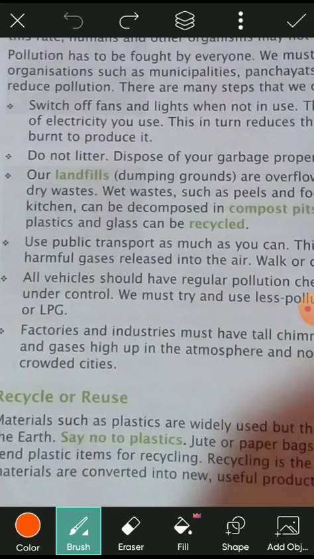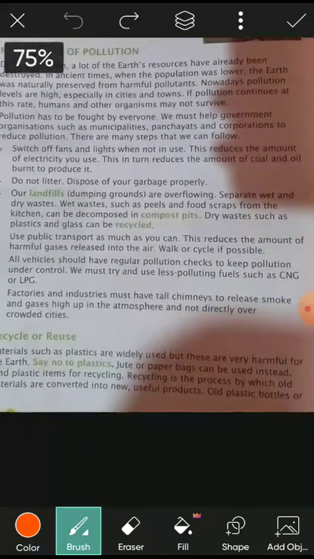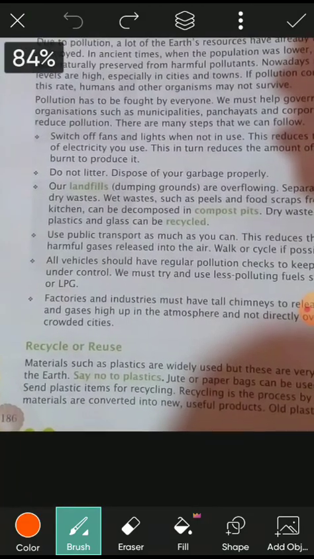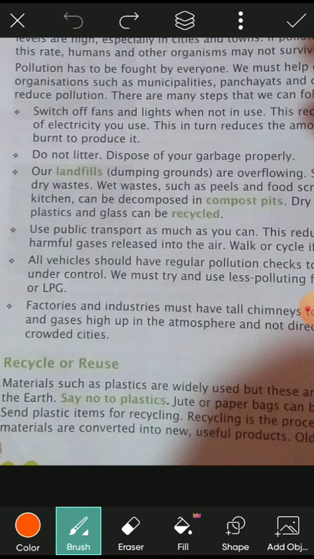air pollution. Then the next number, factories and industries must have tall chimneys to release the smoke and gases high up in the atmosphere and not directly over crowded cities. That means whenever we are using chimneys in our kitchen that are not high enough, we have to adjust our chimneys higher up, so that we can save ourselves from air pollution.